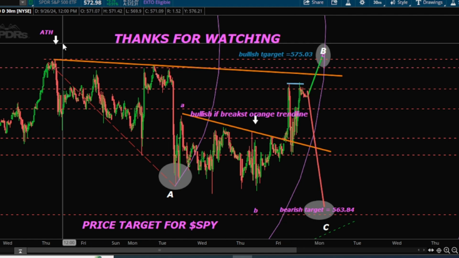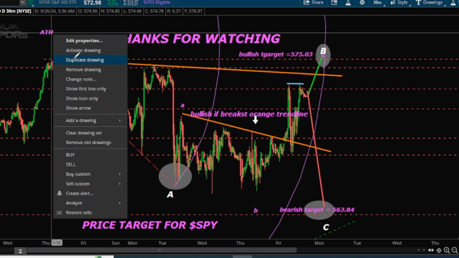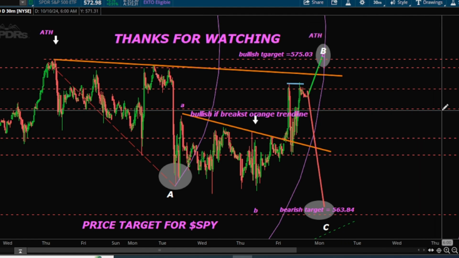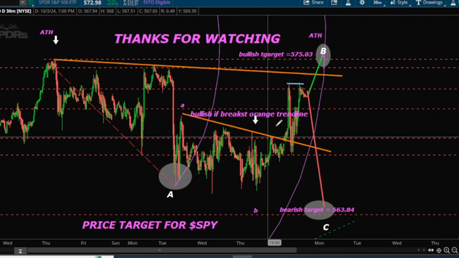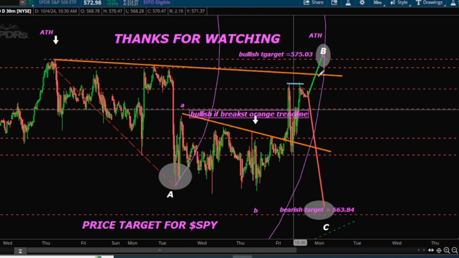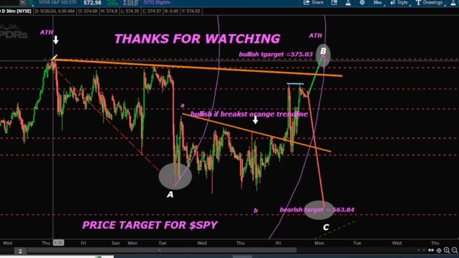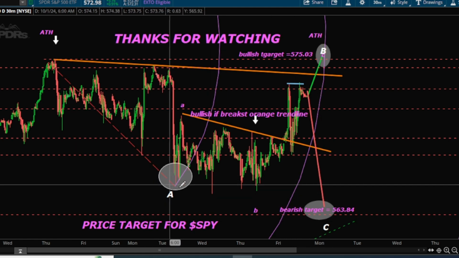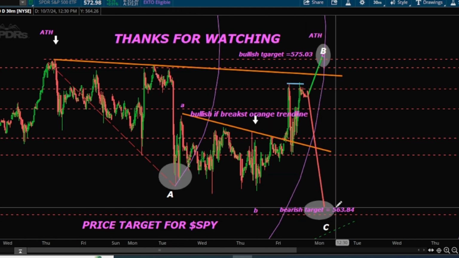And with these type of corrections, I think I've said it and I'll say it again, these are expanding flats where your A wave comes down, your B wave goes higher than wave A, makes a new high, and then the C leg actually goes past the wave A. So these are called expanding flats, and I've seen a lot of these lately on the smaller time frames.